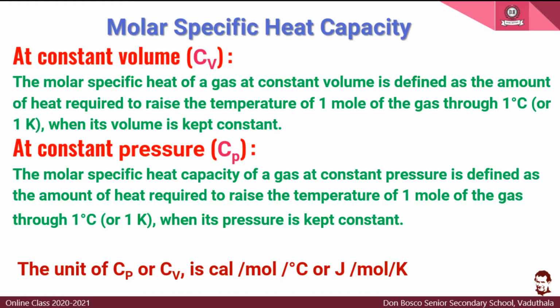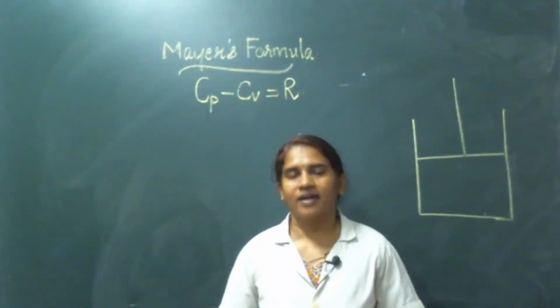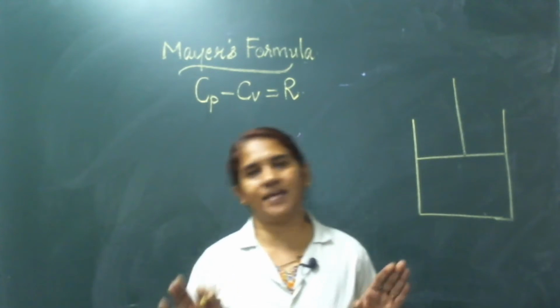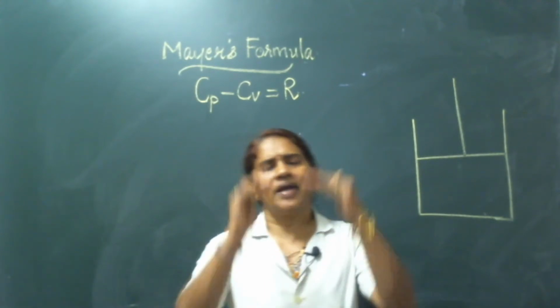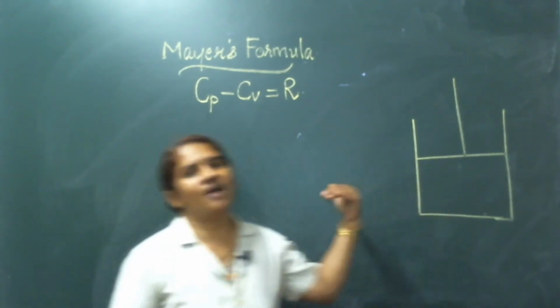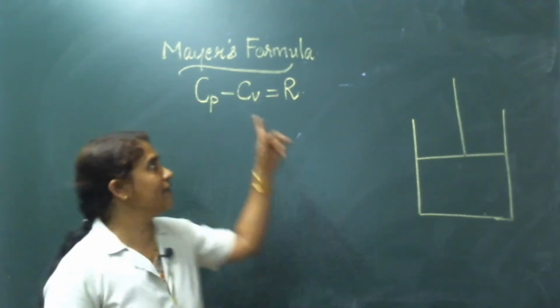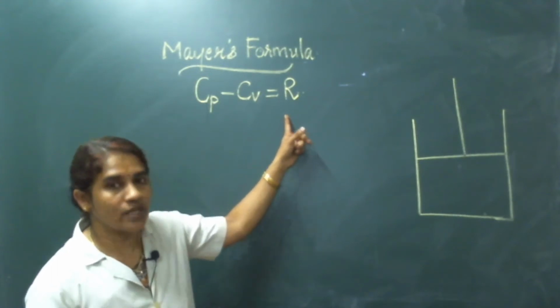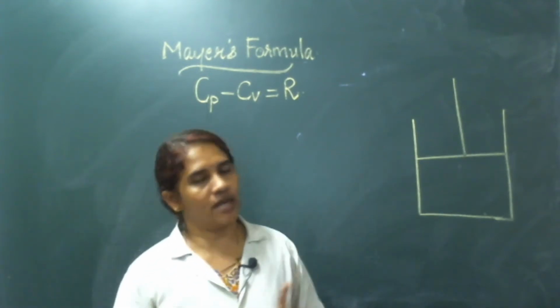Molar specific heat capacity, okay, and the unit also: calorie per mole per degree Celsius or Kelvin, okay. This is the standard unit of heat capacities, specific heat capacities or molar specific heat capacities. So by keeping that idea in our mind, let us start Mayer's relation. We are going to derive this. Cp minus Cv equal to R is called Mayer's relation.